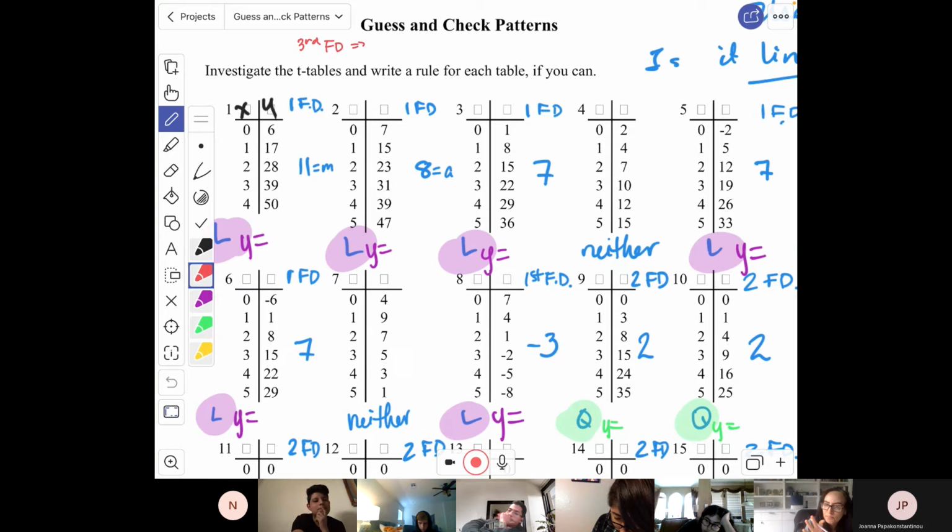Well, okay, be careful what you're saying. I know what you're trying to say. And the fact that you said a constant third finite difference would make a cubic equation, that is correct. So what would the equation be? What is the standard form of a cubic equation?